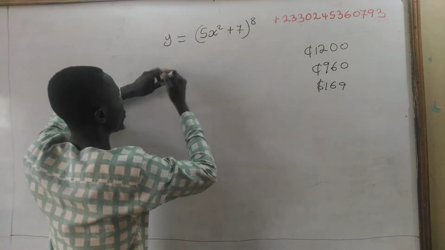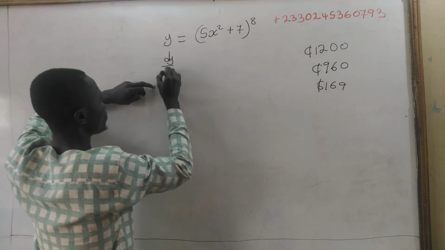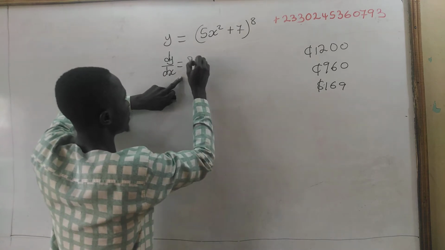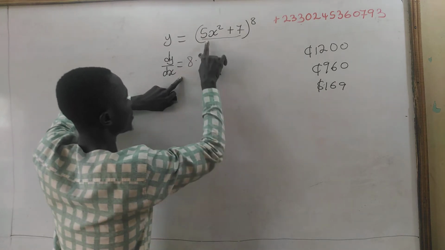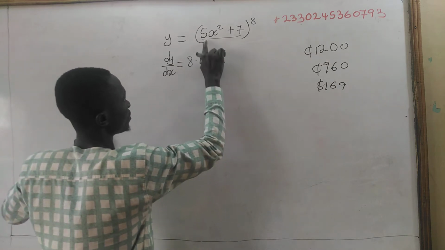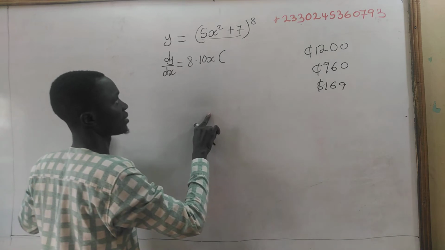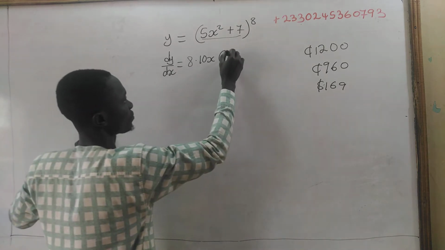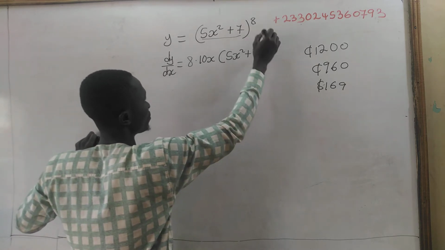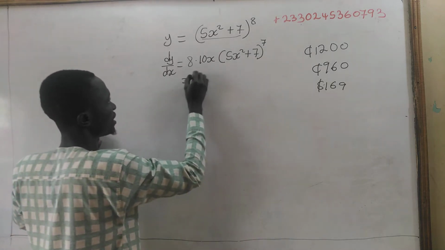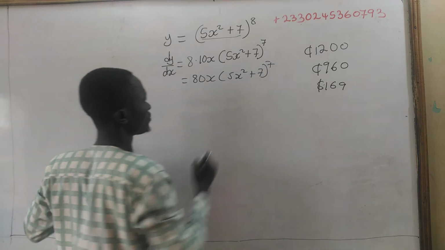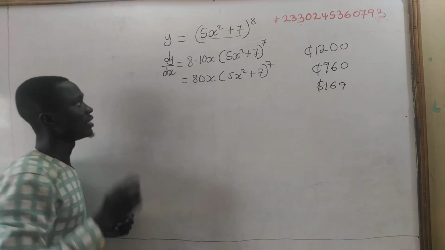You bring the 8 in front. So the derivative of y with respect to x is equal to, you bring the 8 in front, times, you differentiate this one. If you differentiate 5x squared, you get 10x times the original expression inside the bracket. So that is 5x squared plus 7. Then subtract 1 from this. So you are going to get 80x times (5x squared plus 7) to the power 7. Very simple as that.